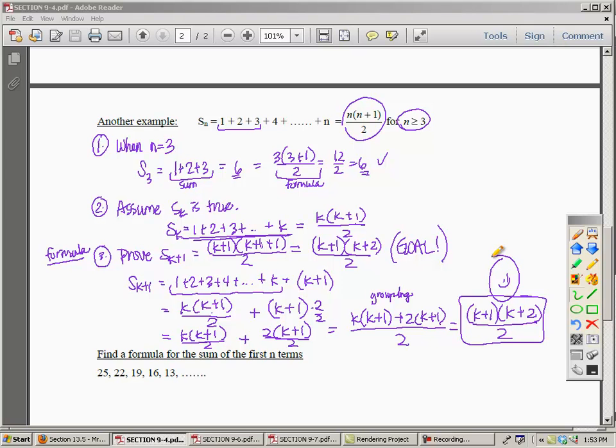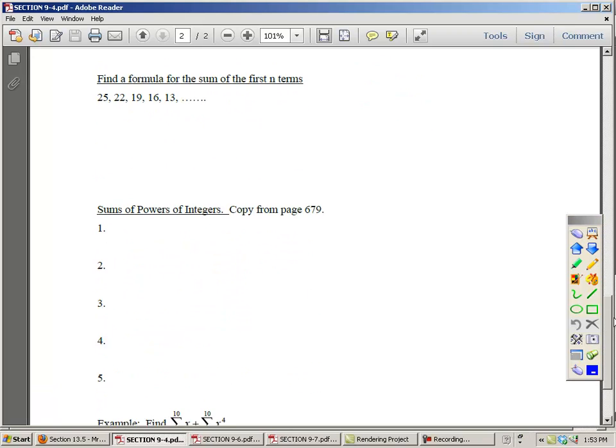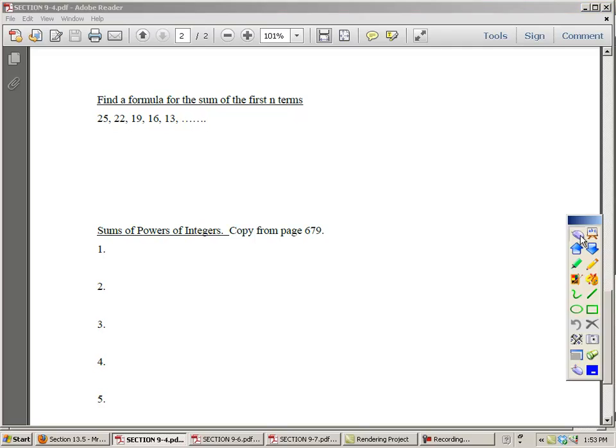Okay, so let me keep moving on from here. Those are the induction proofs. The rest of it, I'm just going to show you a brief example. And actually, this stuff should seem pretty familiar because we've done chapter 12. Okay, find a formula for the sum of the first n terms. Well, is it arithmetic or geometric? Well, I'm going down by 3 each time. So my first term is 25. My difference is -3.